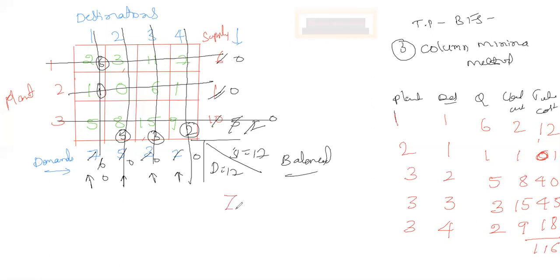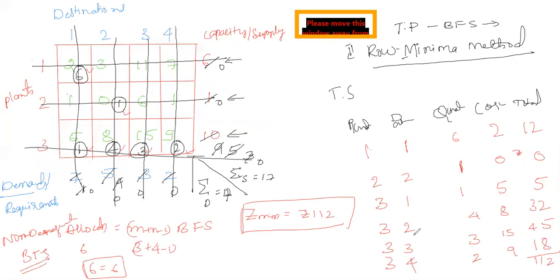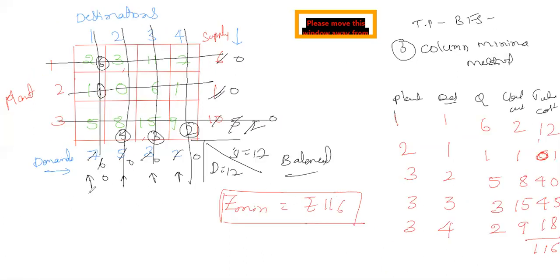Here in this problem, Z minimization is equal to 116, or 116 units of cost. See, in the previous, for the same problem, we got 112. By selecting the column, we got 116. And now find out the allocations in number of units.